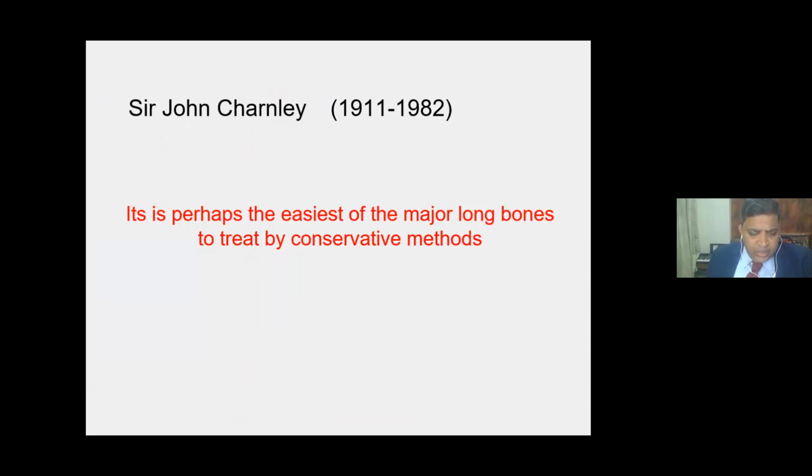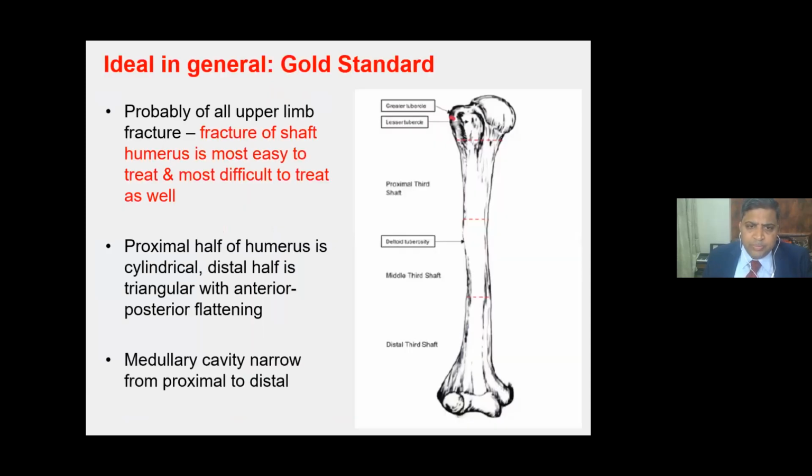So we have certainly come a long way from simple conservative methods for shaft humeral fractures to the posterior plate with anatomical reduction, direct approaches, then the intramedullary nails, then Ender's or the flexible nails, and nowadays even the anterior bridging MIPO plates. We think that fractures of the humerus are the most easy to treat, but I feel they are most difficult to treat as well.